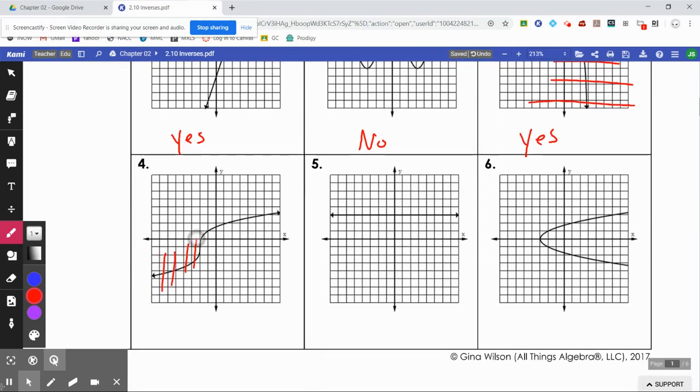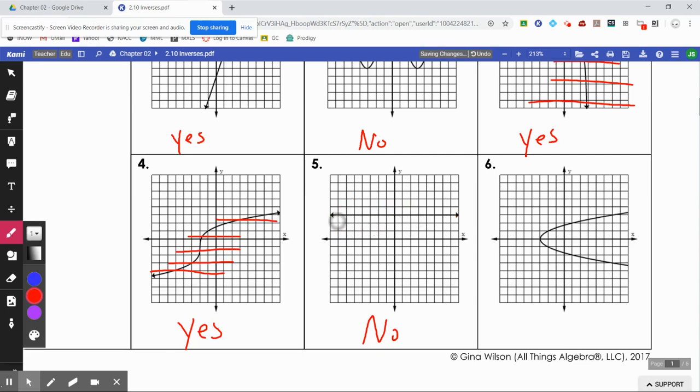Here, it is a function, and its inverse is also a function. So yes, this would be one-to-one. This is definitely a function. However, if I were to draw a horizontal line right here, it hits every point. So no, this is not going to be a one-to-one function.